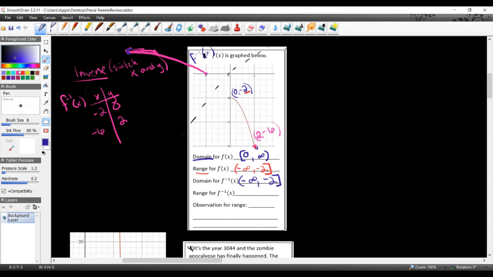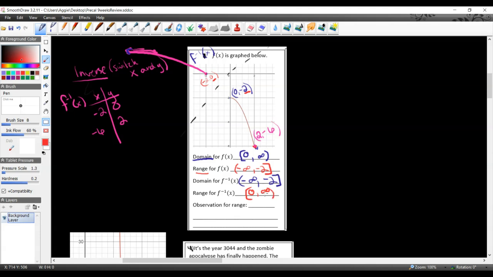Now let's look at the range. For the range, we start from the bottom and then we go up. The bottommost point for this purple graph is this point again, and the y value here is 0. So it's going to be 0 all the way to, well, it goes up forever, so all the way to infinity.